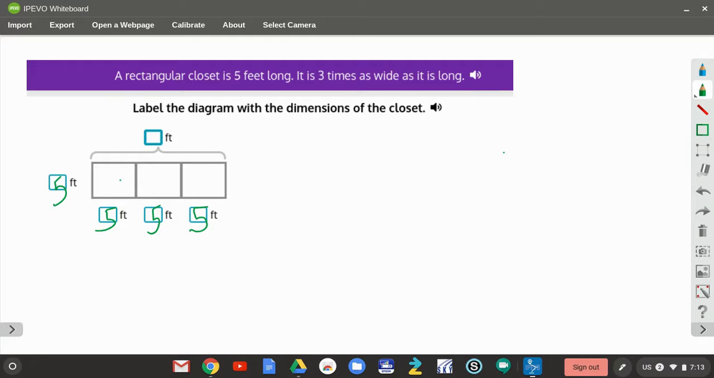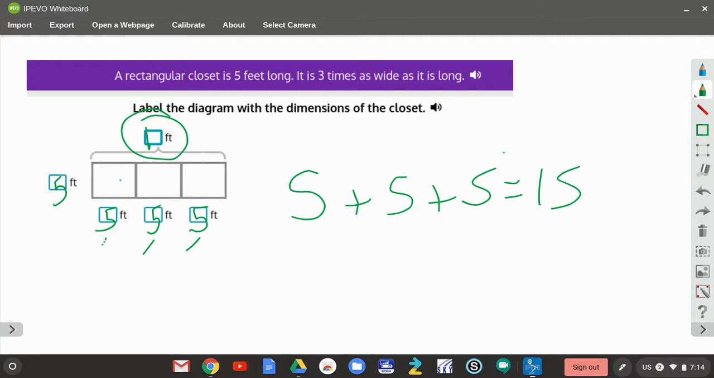And then if we take a look up top here, I want to know, what is the width? What are the dimensions? All it's asking me to do is, if I know that's 5, that's 5, that's 5, add them up to get the width there. So 5 plus 5 plus 5 equals 15. So 15 feet.